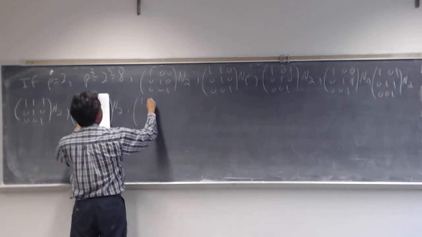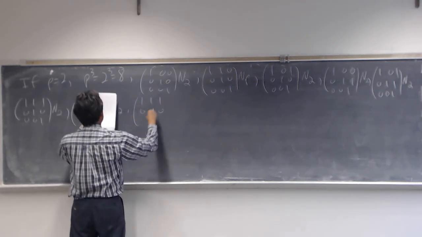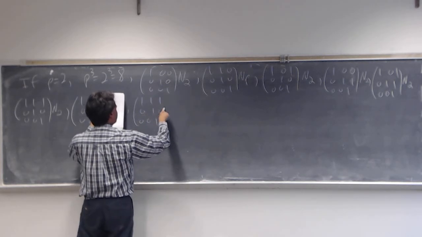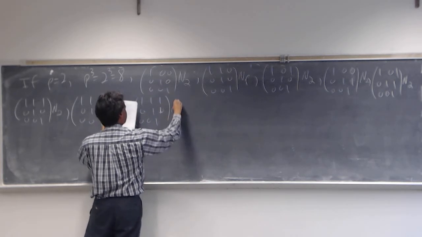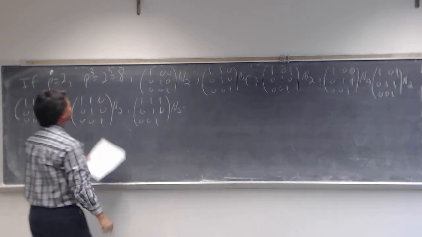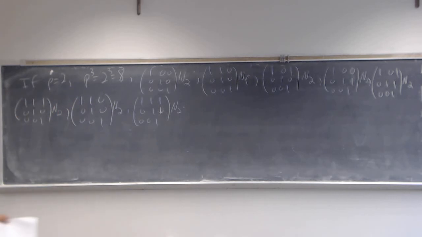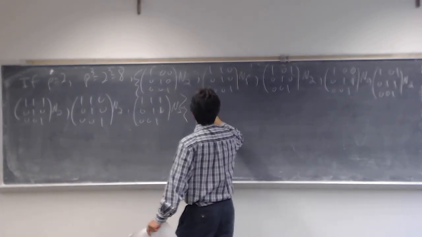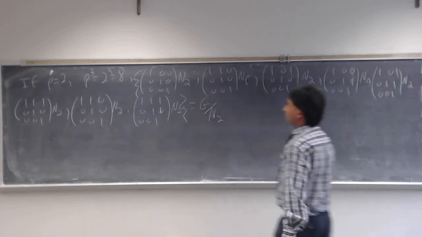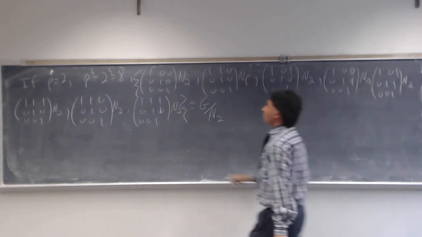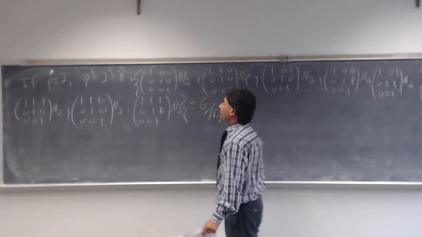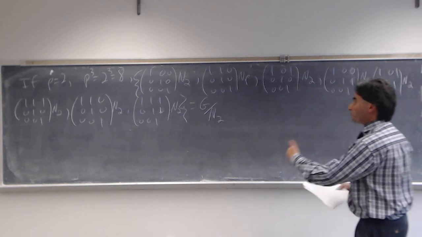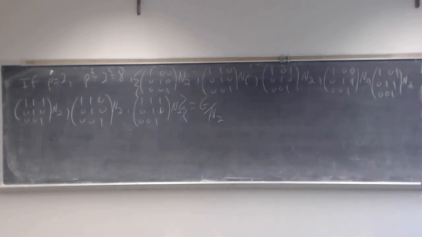And finally, the eighth element of the group. So these are the distinct elements of geometry. Notice, basically, for each of these three entries, I have two choices. Either put a 0 or put a 1. So 2 choices times 2 choices times 2 choices, there are 8 different choices.